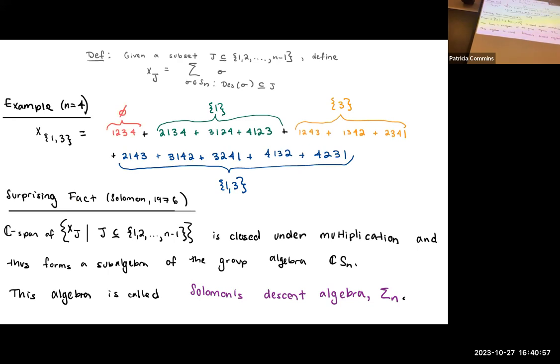So for example, if we're working with n is 4 and we want to find the element associated to the set {1, 3}, we'd think about what are all the subsets of {1, 3}. Well, we have the empty set, {1}, {3}, and {1, 3}. And I've color-coded the X_J. So these green ones are the elements whose descent set is equal to {1}.